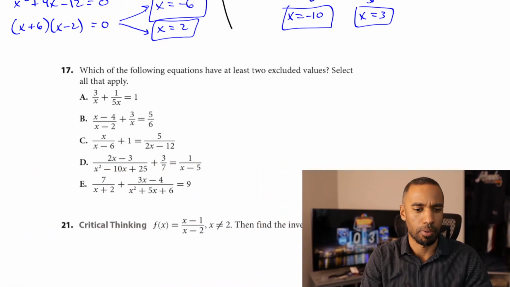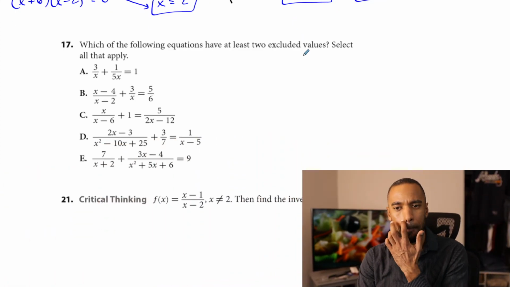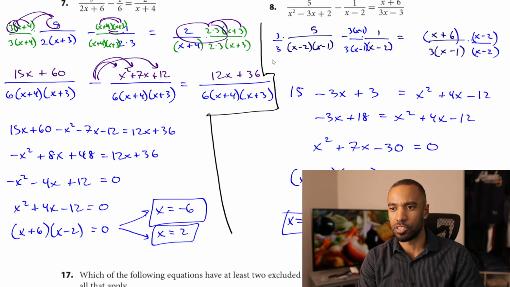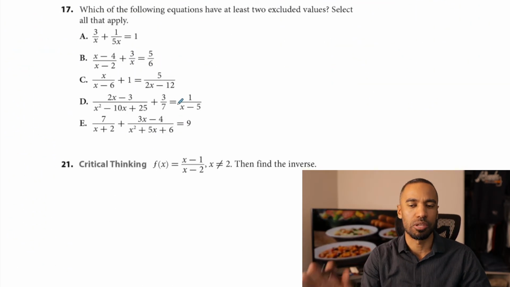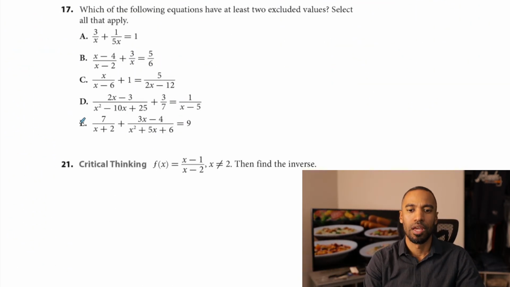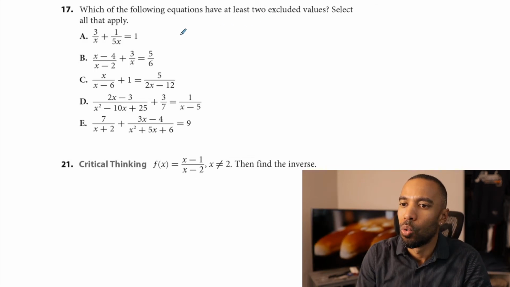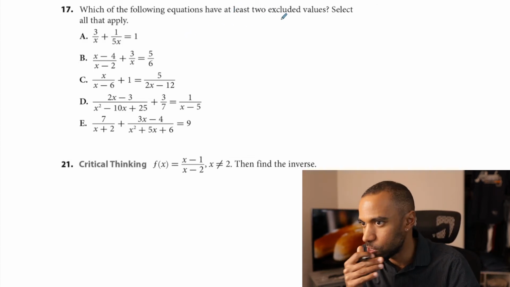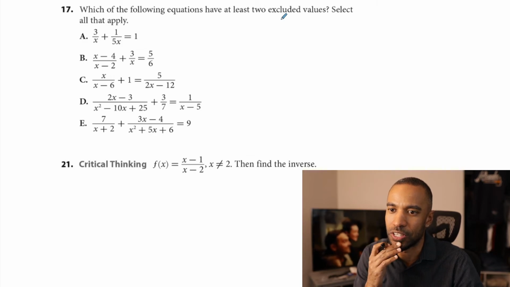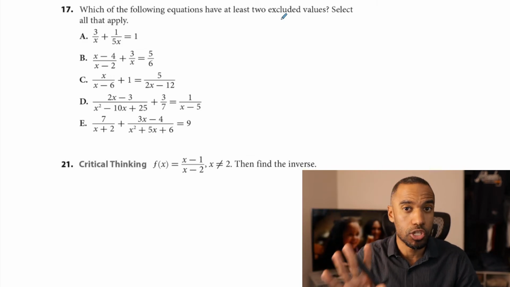I don't think these kinds of problems are that. I forget what these were. Let me see them. All right, I selected them. This went to number 8. Now I'm on number 17. This is a modified version of my workbook here. All right, number 17. Which of the following equations have at least 2 excluded values? Select all that apply. No, they didn't say extraneous solutions.